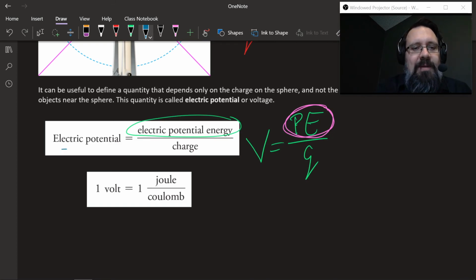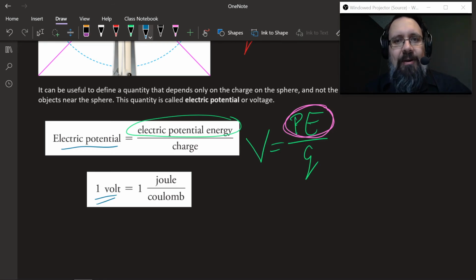The unit of electric potential is called the volt, and that's why a lot of people just call it voltage, but it's really supposed to be called electric potential. So what we say is that a volt, and you've all heard this before because you've heard volts with batteries and things like that, is a joule, a unit of energy, per coulomb, which is a unit of charge.